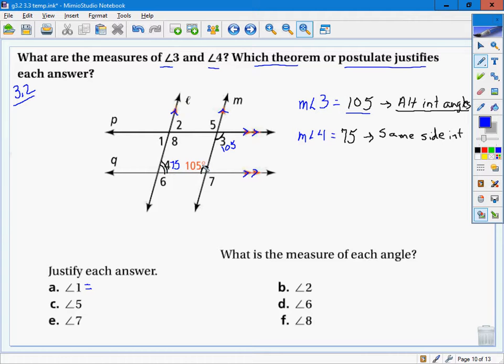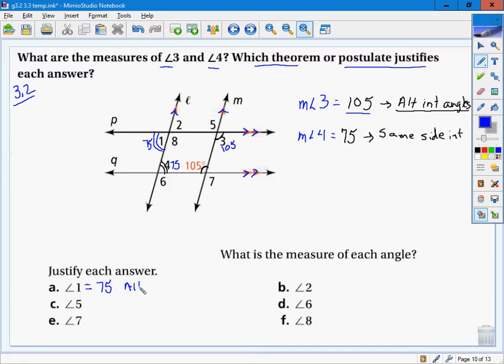I don't know anything else, just these three measurements. That's all I know so far. So the only way I could justify that being 75 is same side interior. Let's look at angle 1. How big is angle 1? It's 75 degrees. And how do I know that one for sure?